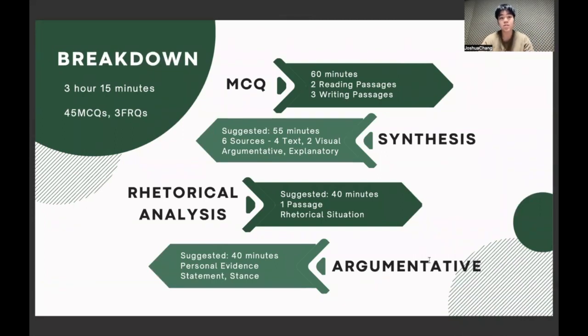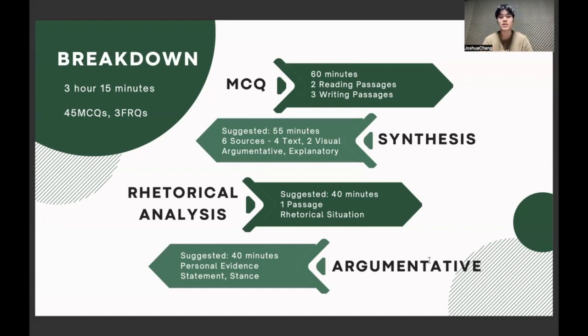The test is a 3-hour and 15-minute test consisting of 45 multiple choice questions and 3 free response questions. You will have 60 minutes to solve all 45 MCQ questions. Then, after a 10-minute break, you'll be given 2 hours and 15 minutes to answer 3 separate free response questions.